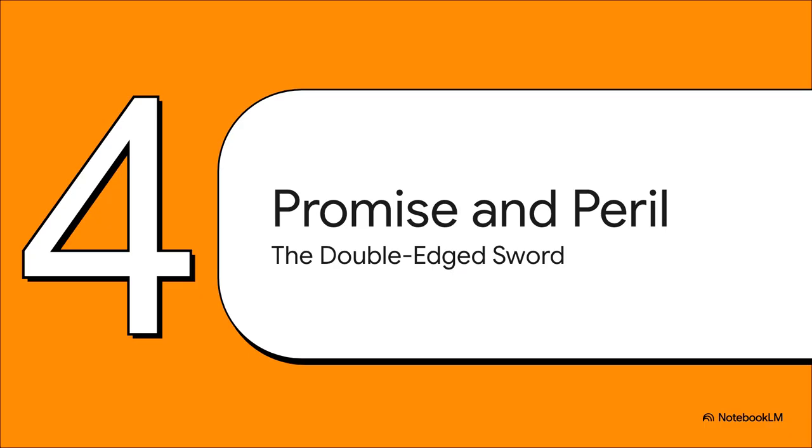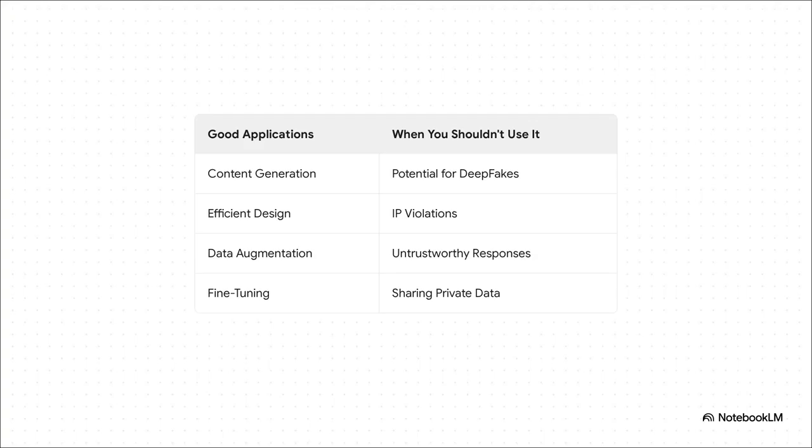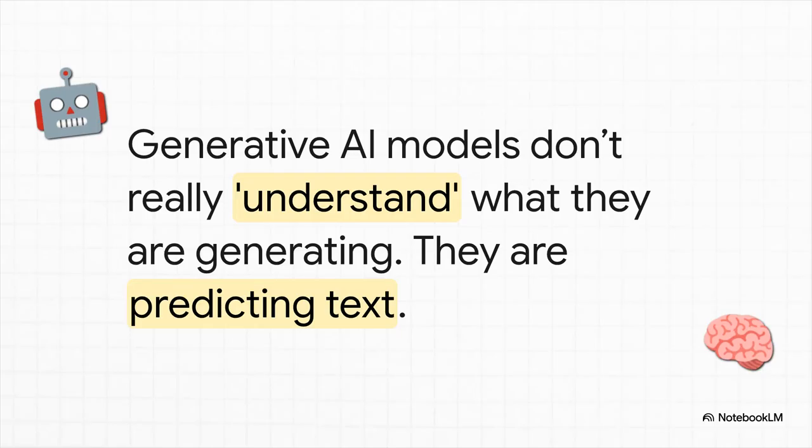So this technology is obviously transformative. But like any tool that's this powerful, it comes with some pretty significant challenges and risks that we really need to talk about. It really is a double-edged sword. On one hand, you have amazing things like super efficient content creation and design iteration. But on the other hand, you have the very real potential for misuse, like deepfakes. You have huge questions around intellectual property, the risk of getting answers you can't trust, and of course, major concerns about data privacy.